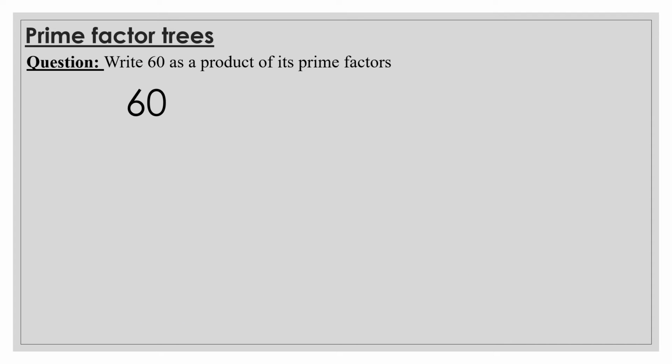So let's start with this question. Write 60 as a product of its prime factors. That means we're going to split this number up by multiplying until we get prime numbers at the end of the tree. So I'm going to draw 2 branches and think of 2 numbers that multiply to make 60. You could pick 6 times 10, because 6 times 10 makes 60. Neither of these numbers are prime, so you continue with 2 more branches. You've got to think what numbers multiply to make 6. 3 times 2 makes 6.